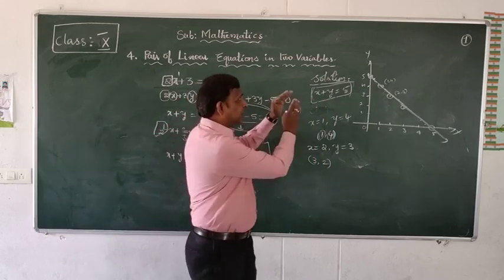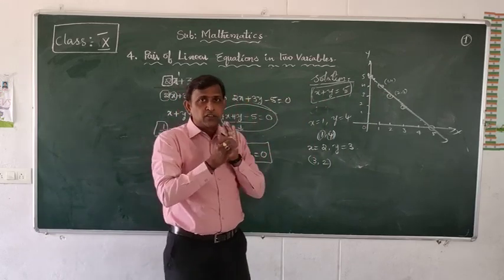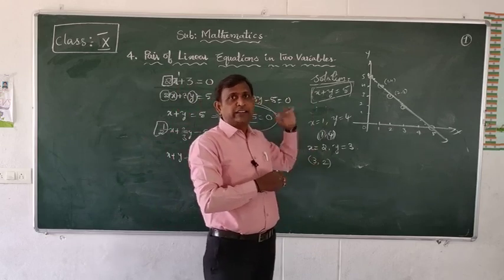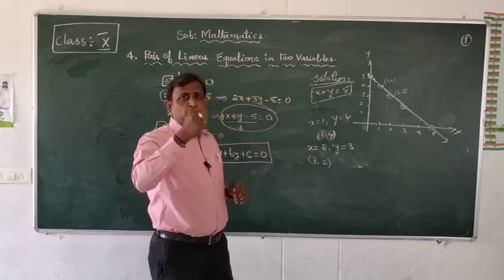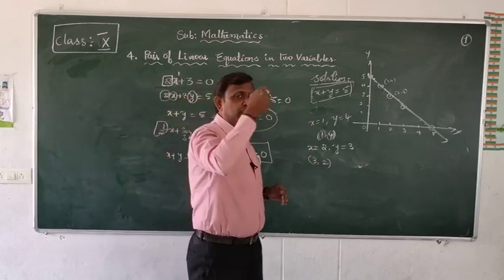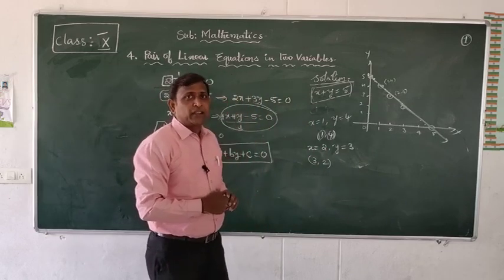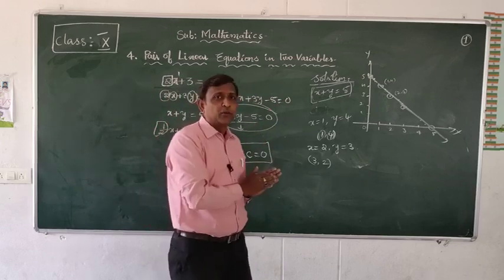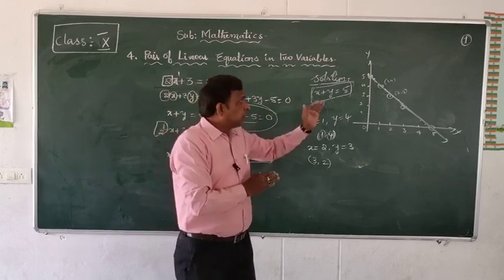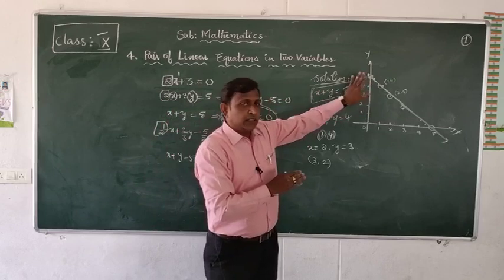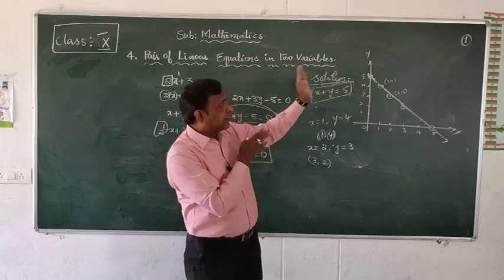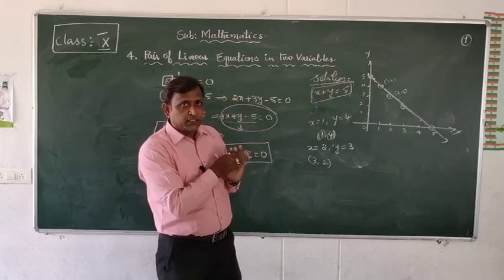Children, try to understand the meaning of the solution of the given straight line. Each and every point which is on the given straight line is a solution of the linear equation. In this way you have to understand now. In case we have only one line, then it has infinite many solutions.